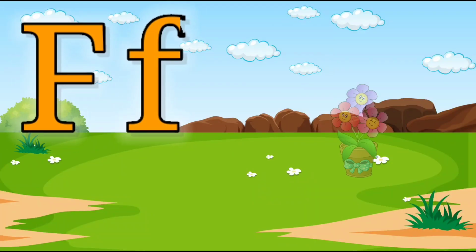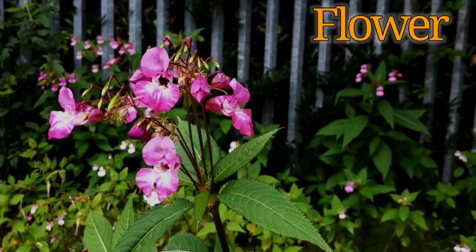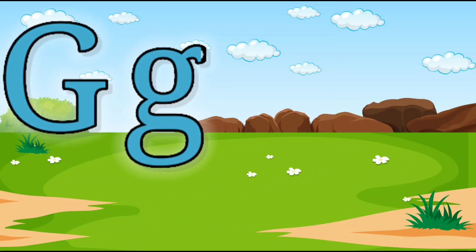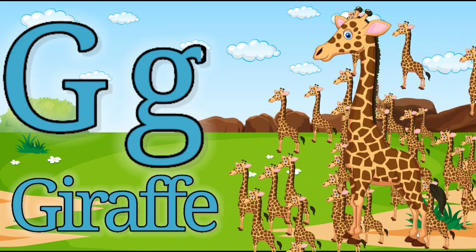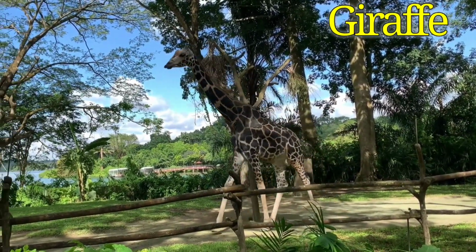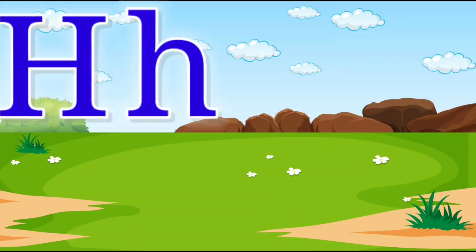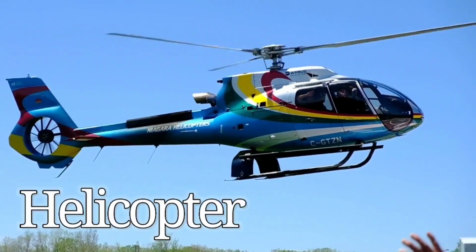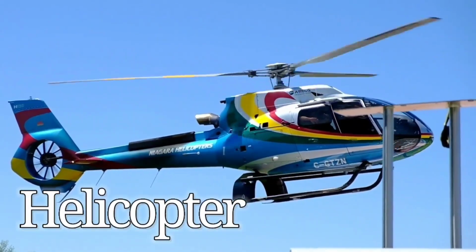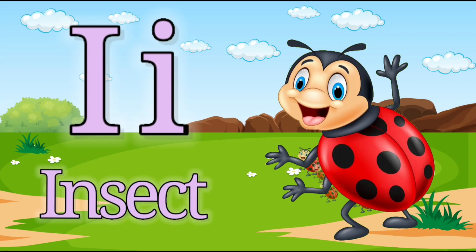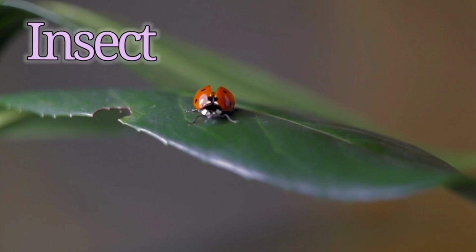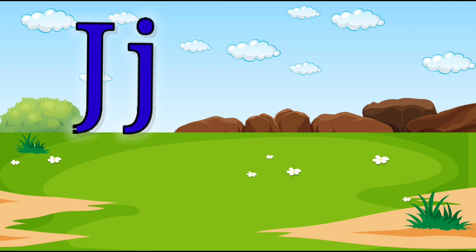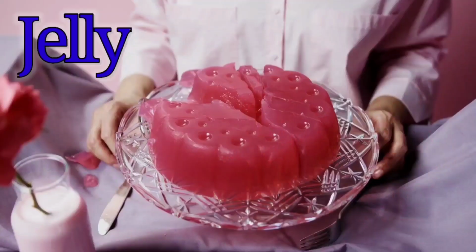F. F for flower. Flower. G. G for giraffe. Giraffe. H. H for helicopter. Helicopter. I. I for insect. Insect. J. J for jelly. Jelly.